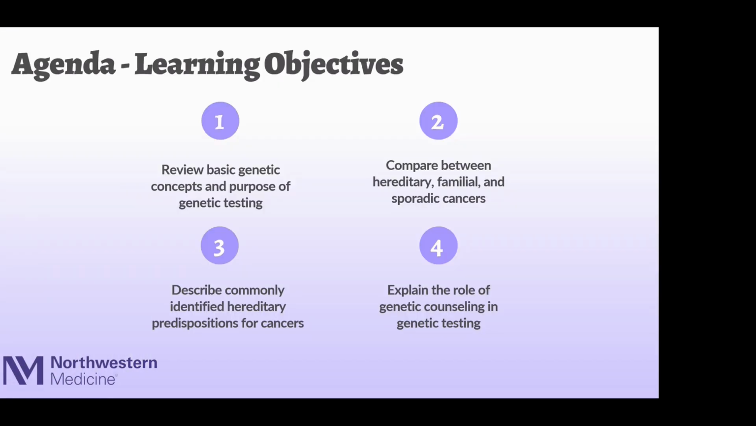Here are the learning objectives, which are really the agenda for today's presentation. First, I'll review basic genetic concepts and the purpose of genetic testing. Second, we'll compare the differences between hereditary, familial, and sporadic cancers. I'll then describe two of the most common hereditary cancer syndromes that we see in our clinics. And then I'll explain the role of genetic counseling and genetic testing, and the role that I play with patients when they have questions about their personal or family history and potential risks for hereditary cancer syndromes.